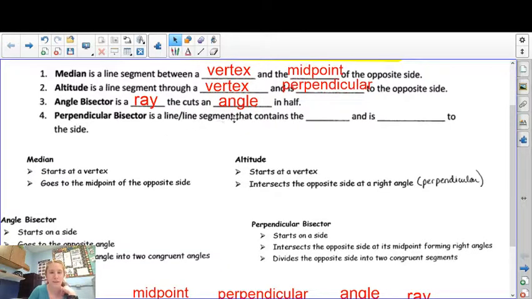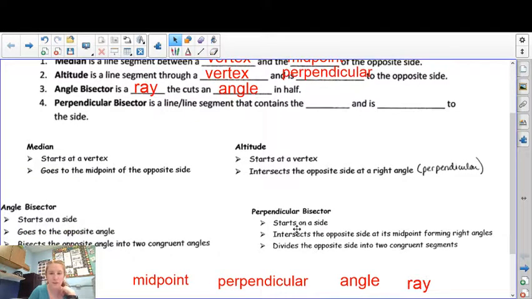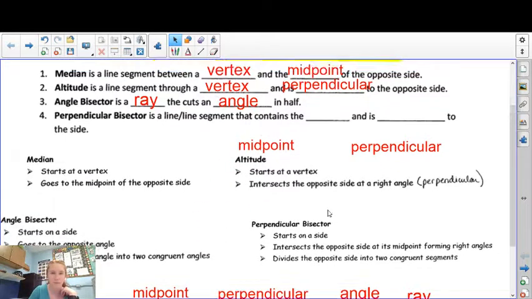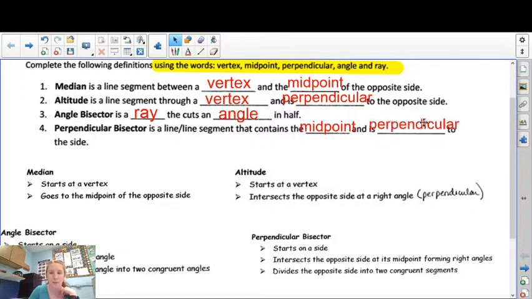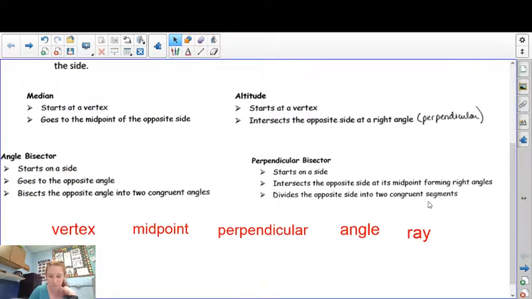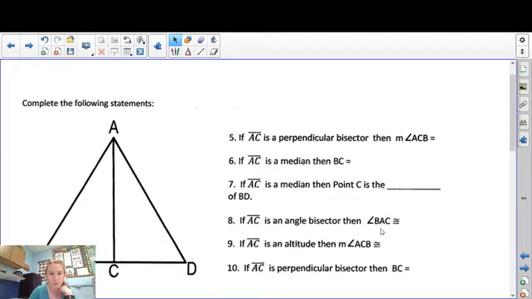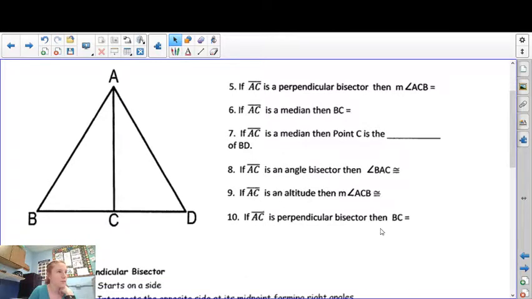Perpendicular bisector is a line segment that contains the blank and is blank to the other side. Starts on a side, intersects the opposite side at its midpoint, forming right angles, divides the opposite side into two congruent segments. I see the words right angles, so perpendicular is going to be one of them. And it has a midpoint, so maybe midpoint is going to be another one. Perpendicular bisector is a line segment that contains the midpoint and is perpendicular to the side.